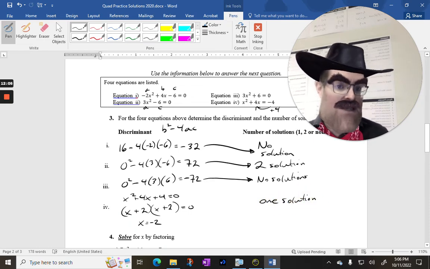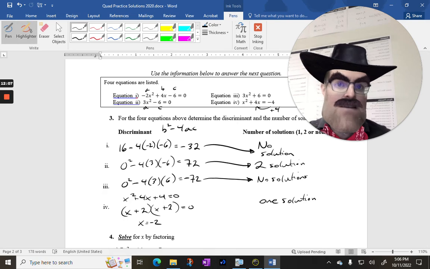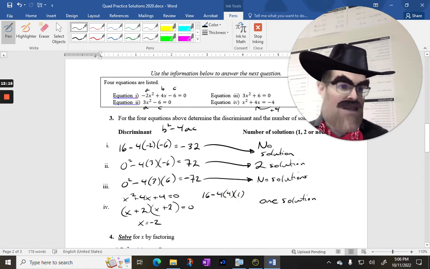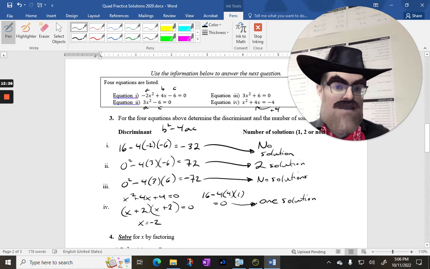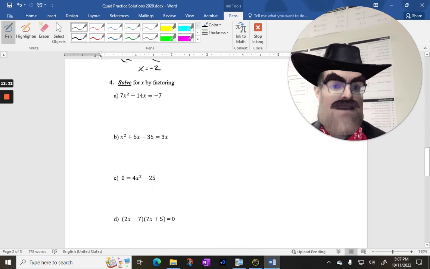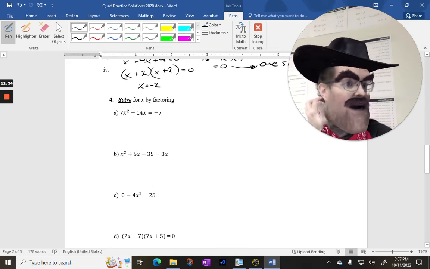Now if you wanted to do this by the discriminant method, I would say b squared, so that's 16 minus 4 times 1. That's kind of backwards. I know the a and the c. Sorry about that. But 16 minus 16 equals 0. Because it's equal to 0, we have one solution. But over here, I determined this is the one solution right here. Now I solved it by factoring. That's what I want to do in the next one here. I want to solve these by factoring.